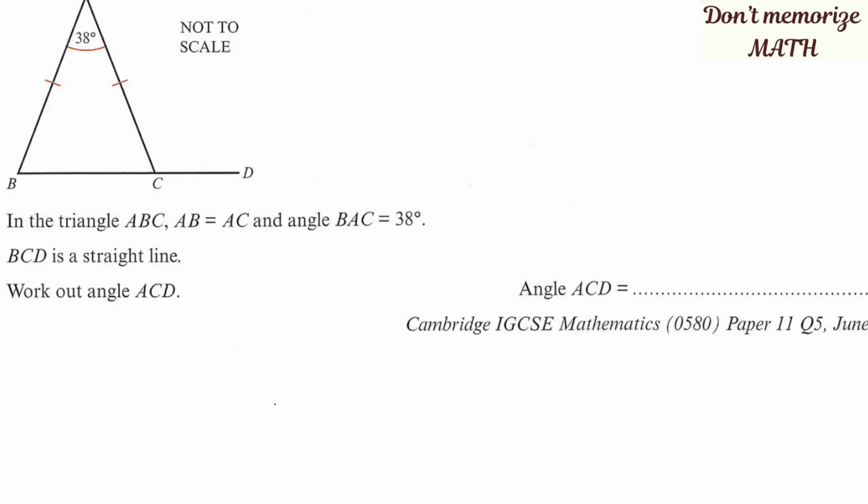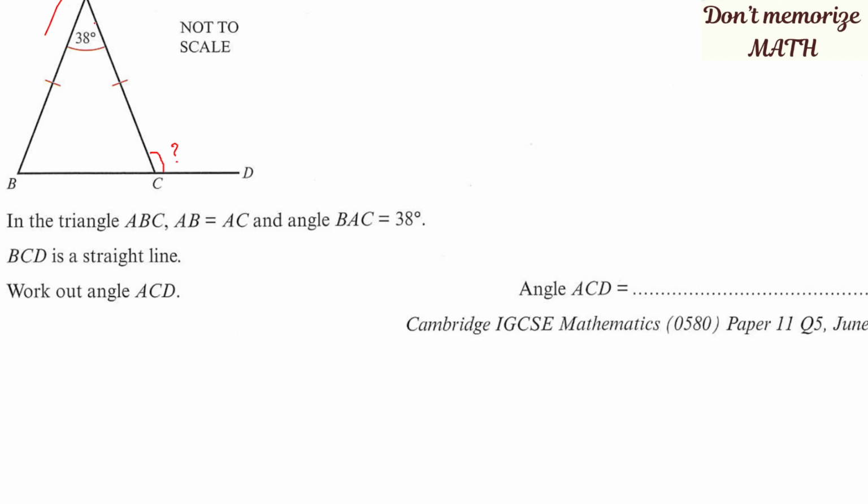Question number 7. In the triangle ABC, AB is equal to AC. You can see the sides AB and AC are equal. That's why they have marked one line on each. These two lines represent equal sides. Angle BAC is 38 degrees. BCD is a straight line. Work out the angle ACD. So we need to find this angle.